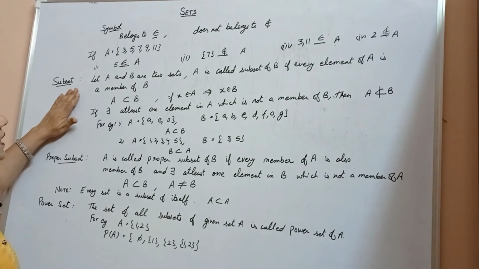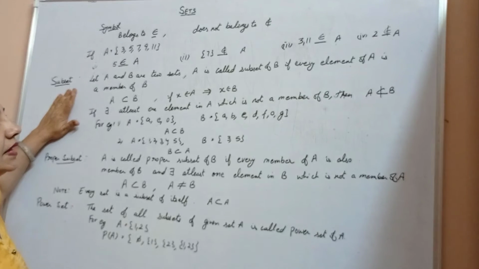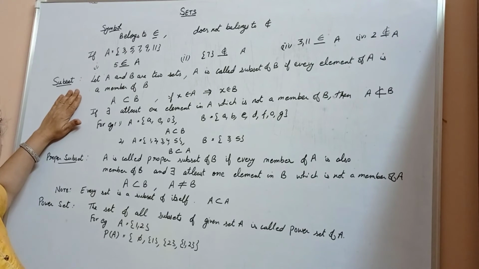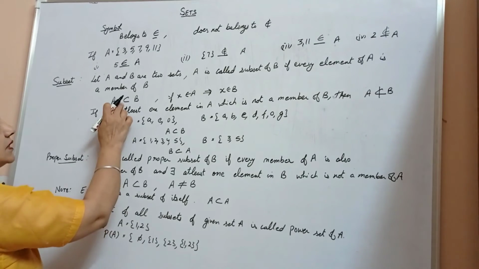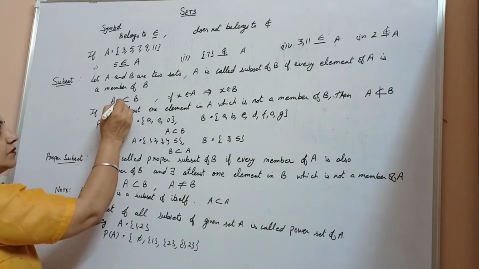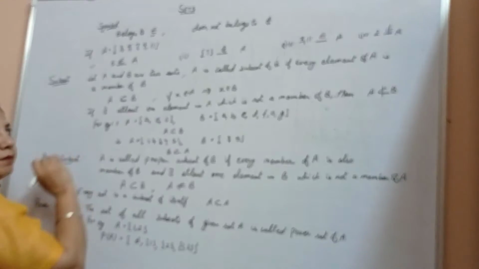Next is subset. Let A and B be two sets. Then A is called a subset of B if every element of A is a member of set B. So in this case, we say A is a subset of B. The symbol is written in this form: A is a subset of B.